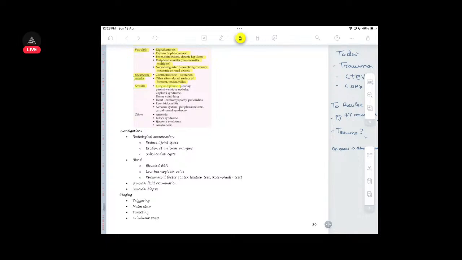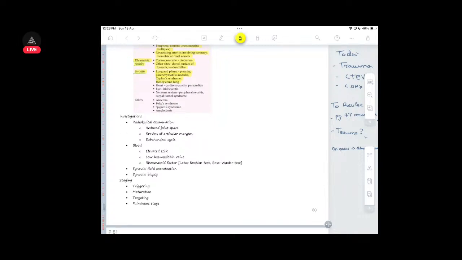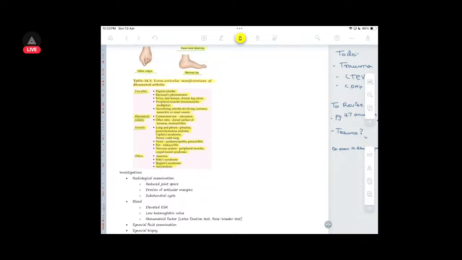And in the lung and pleura, pleurisy will be there. Parenchymal nodules are there, and Caplan's syndrome is there. Honeycomb lung is also seen. Then serositis of the heart, you have cardiomyopathy and pericarditis. In the eye, you have iridocyclitis, and in the nervous system, you have peripheral neuritis and carpal tunnel syndrome. Others, you may be having anemia, Felty's syndrome, Sjögren's syndrome, and amyloidosis. So these are the extra-articular manifestations of rheumatoid arthritis.